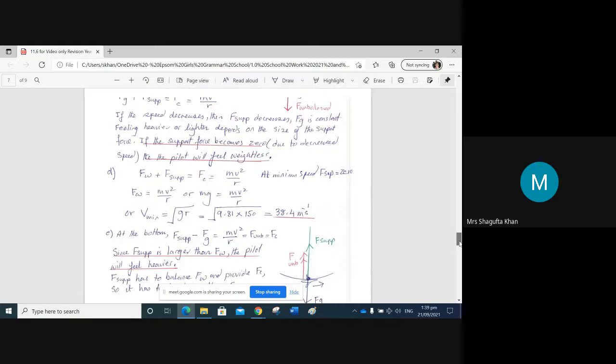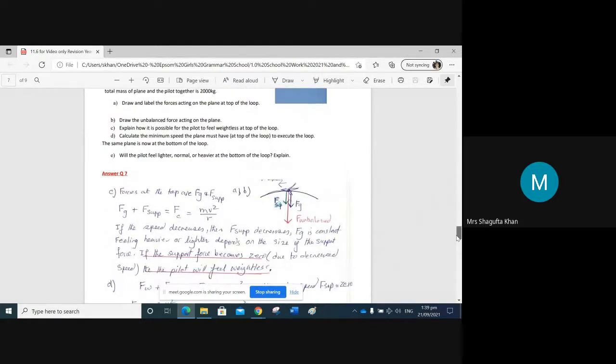Let's look at the forces on the top. Now, because the plane is upside down, the lift force is downwards, okay? And so is the gravity force. Together, they're providing the unbalanced force. The gravity force here will be the same as the gravity force there. It doesn't change. But the support force can change depending on the speed. So Fg plus F support is the centripetal force, and that is mv square over r.